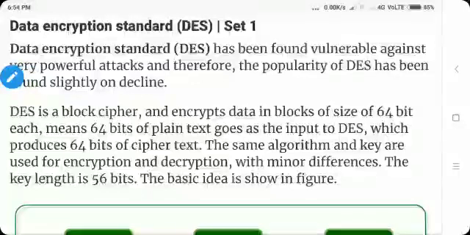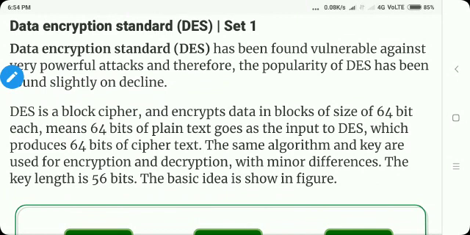Dear students, in the last lecture we have seen encryption, the basic terms that are used in the encryption, and private key and public key cryptography. Today we will see the Data Encryption Standard, that is DES. DES uses symmetric key cryptography.